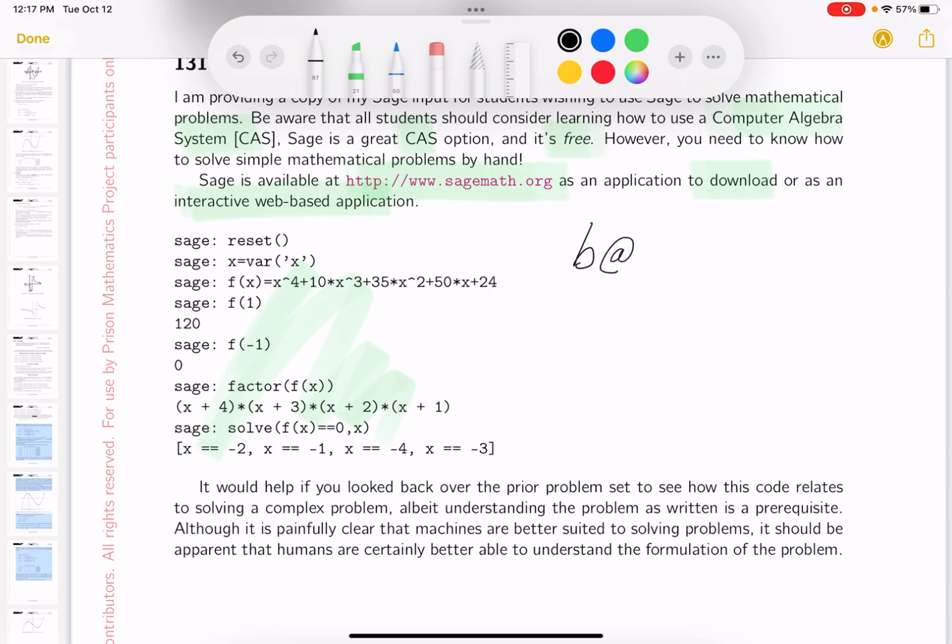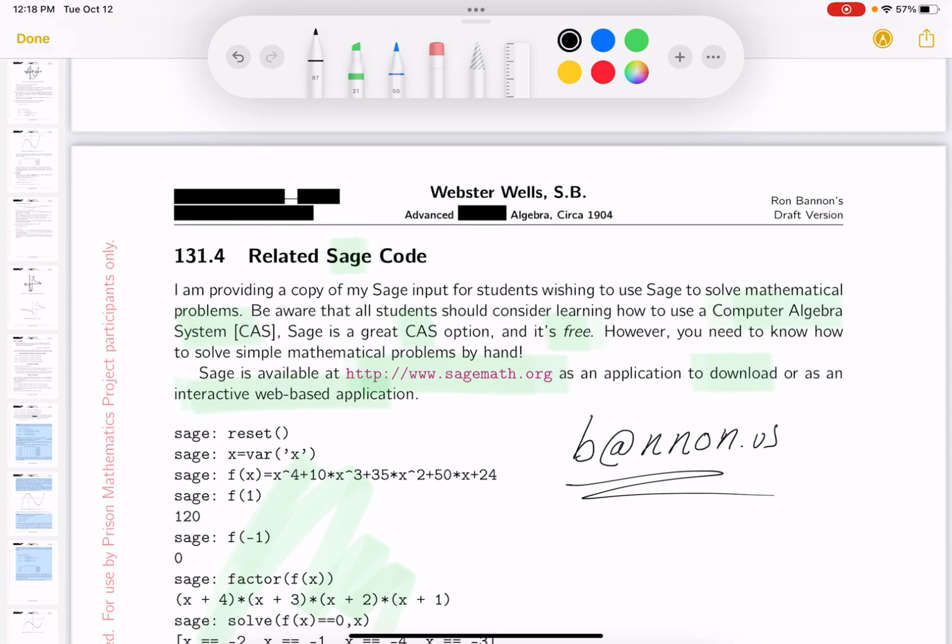But if you see any errors in my work, and I can almost guarantee there are errors, please reach out to me. I think you probably know my email address by now. Bannon, B as in boy, the @ symbol, nnon.us. So if you see an error, let me know. Tell me where you found it. Say it was in section 131, example number 7, or section 131, exercise number 4. All right, I'll look at it. Please try to be clear though when you do it. Thank you for paying attention.